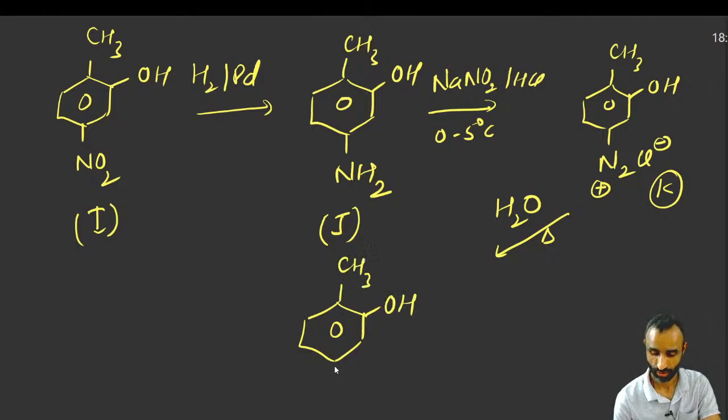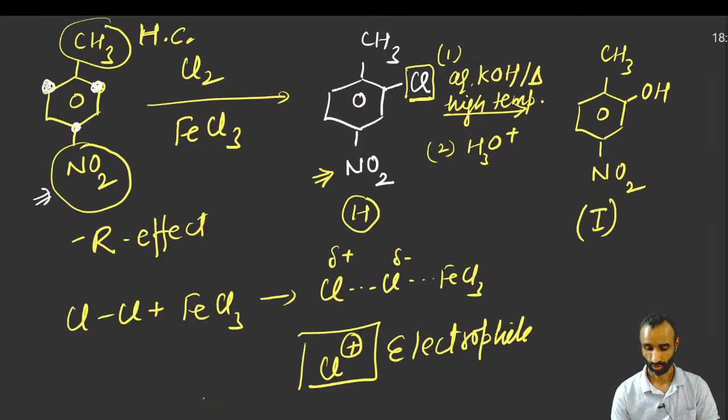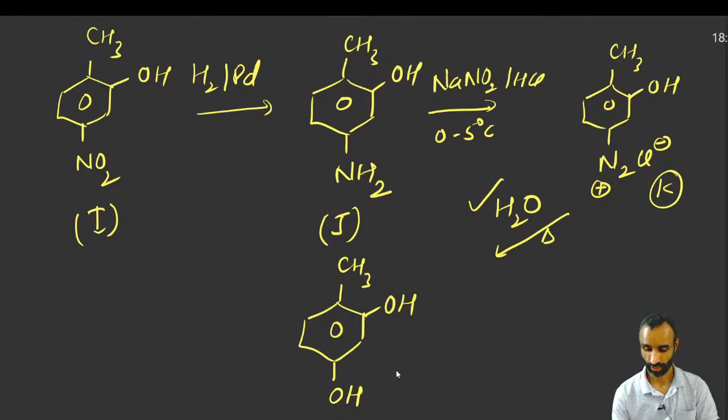OH. This is also OH, not orthoglycerol. Yes, because instead of H2O, if there is ethanol or phosphorus S3PO2, then we will get orthoglycerol, right? But H2O will give N2 positive, Cl negative is replaced by OH. Okay, so this is J, K, this should be L.